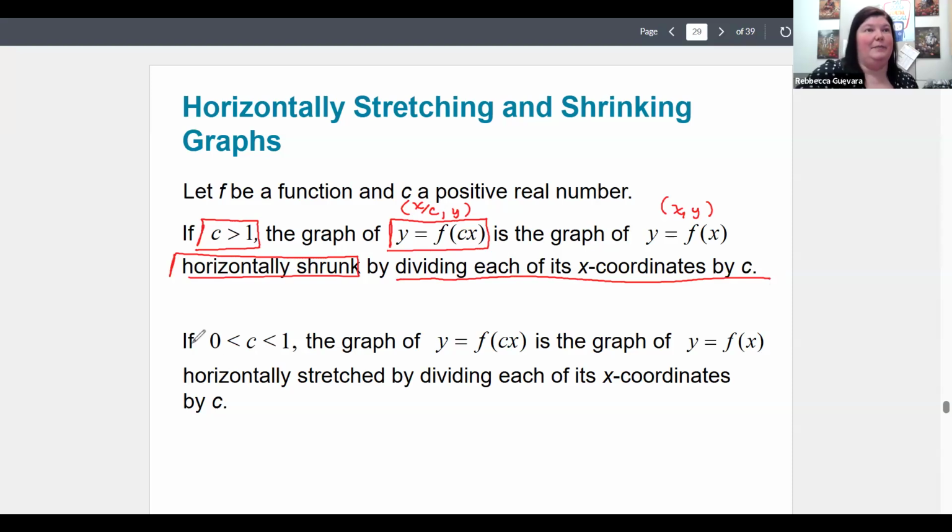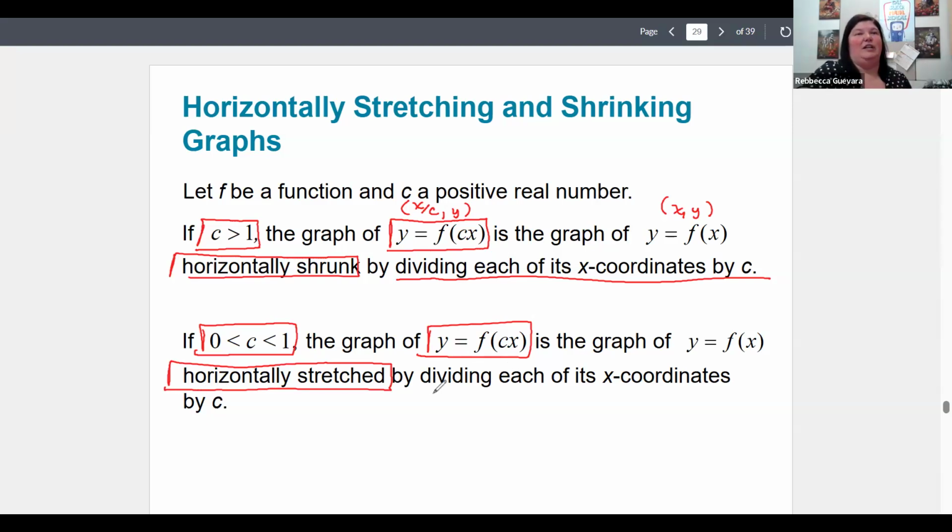So remember, we're dividing this time. However, if we're between 0 and 1, then this is the graph of y equals f(cx) is going to be the graph of y equals f(x). Everything is going to be horizontally stretched this time. So like I said, the opposite of what happens when you're doing a vertical stretch, and then we're still dividing all your x coordinates by C. So I have (x, y) here, and then we would have (x/C, y), and y would be those same components.